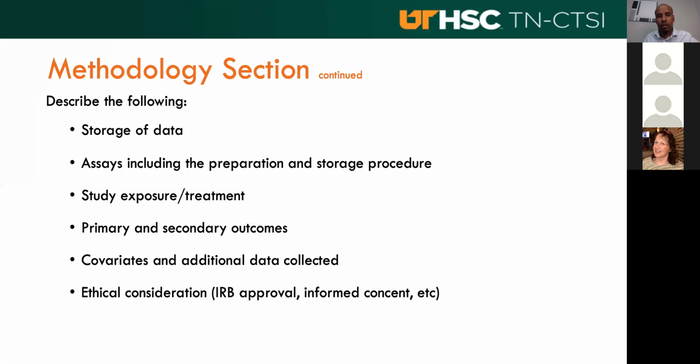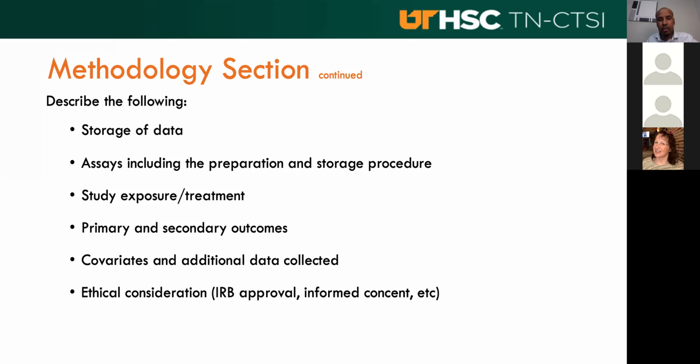Methodology section continued. So I describe the storage of the data. For example, if samples are being collected, blood samples, urine samples, how were they collected and how did you store the data? How were they stored? At what degree Fahrenheit were they stored? So describe the situation so that this will help us see whether your study is valid and the findings are supported by rigorous research.